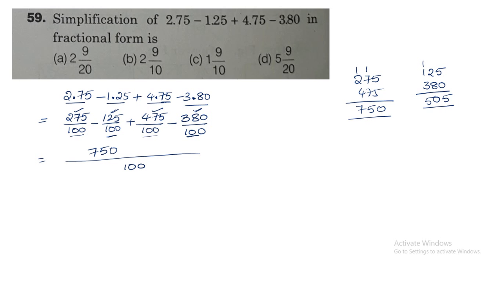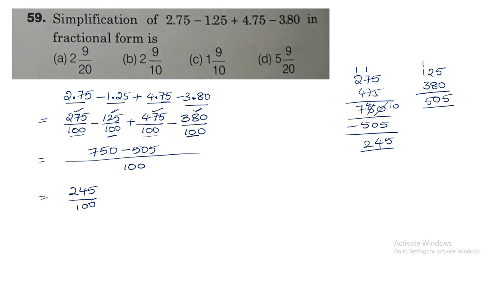So 750 minus 505. Now again doing subtraction. I cannot cancel this, so this will be changed as 10 and this can be changed as 4. So 10 minus 5 is 5, 4 minus 0 is 4, 7 minus 5 is 2. Hence this answer is 245 by 100.